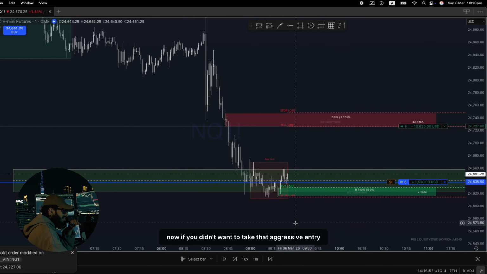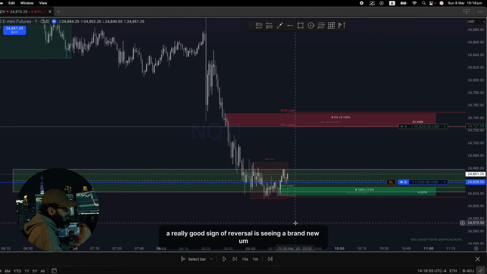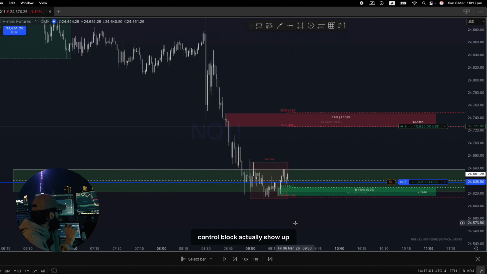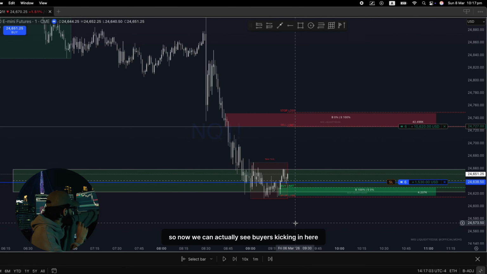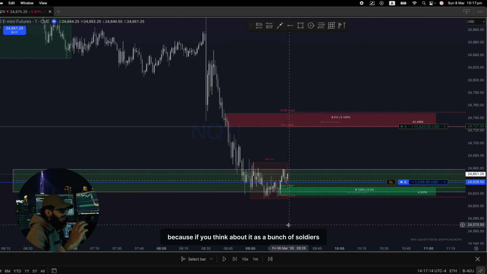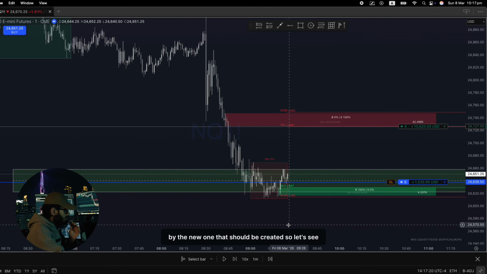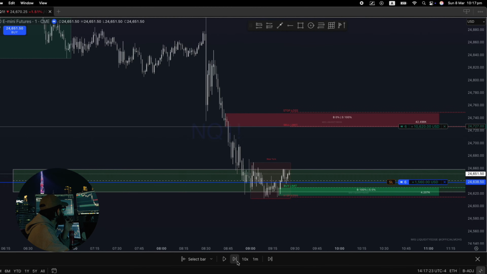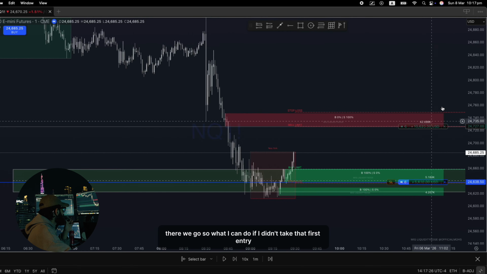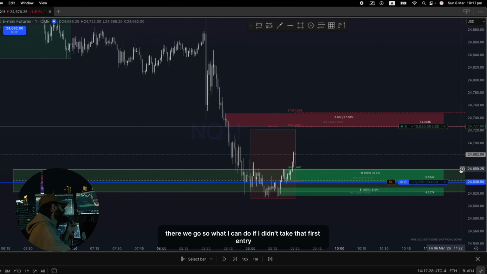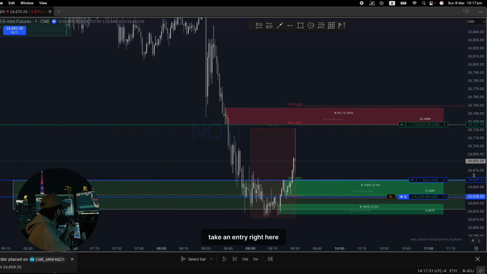Now, if you didn't want to take that aggressive entry, a really good sign of reversal is seeing a brand new control block show up. So now we can see buyers kicking in here. If that level holds and a new zone is created, that tells us there's a very strong chance of reversal, and we'll take the trade on the second block. If you think about it as a bunch of soldiers, that means this buy level is held up and protected by the new one that should be created. So let's see. There we go. So if I didn't take that first entry, I can take an entry right here.